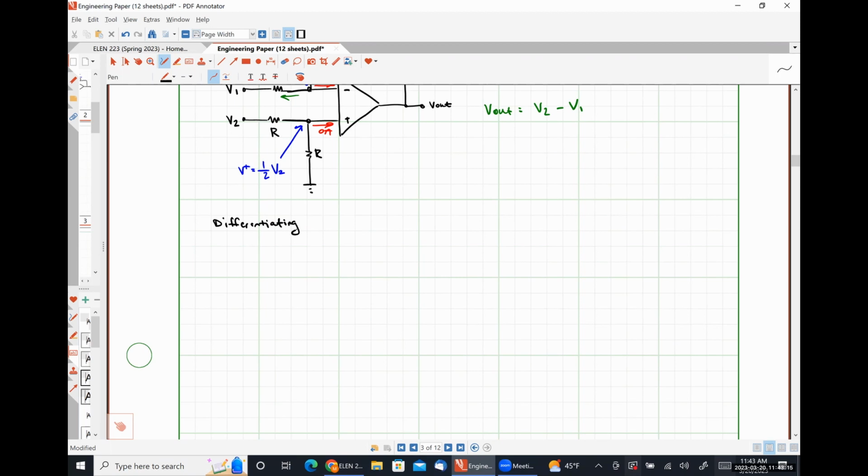So this is going to be the differentiating amplifier. This is the one that will be used to perform a derivative. And it is nothing more than an inverting amplifier where we're going to replace one of our resistors with either a capacitor or an inductor.